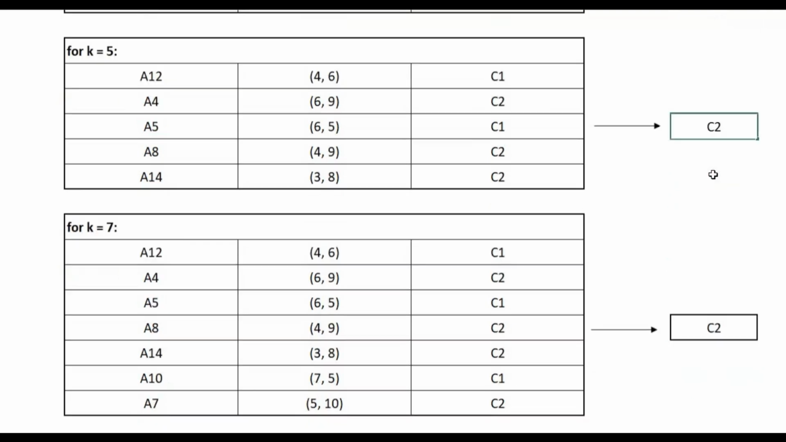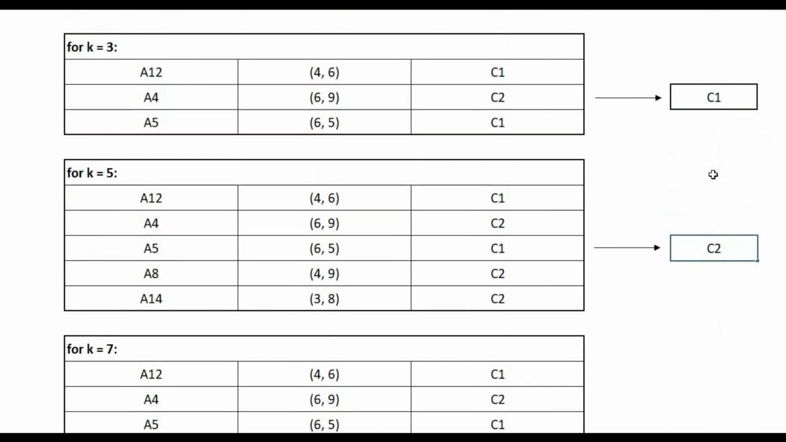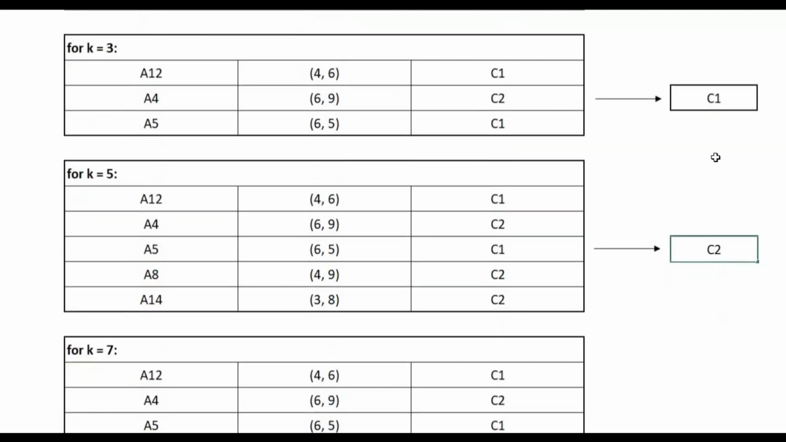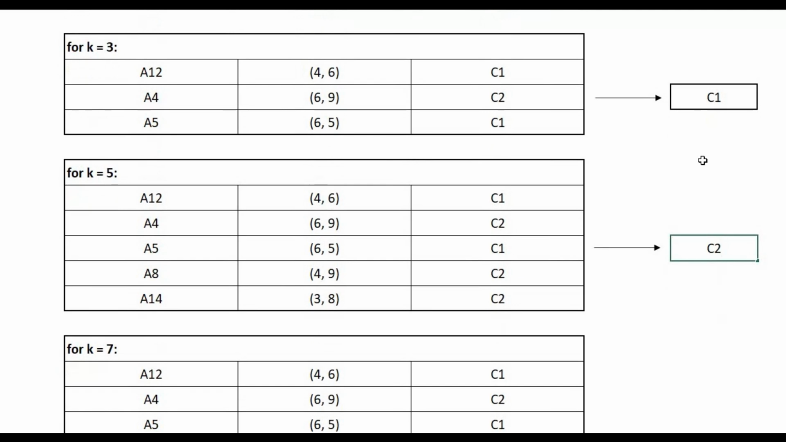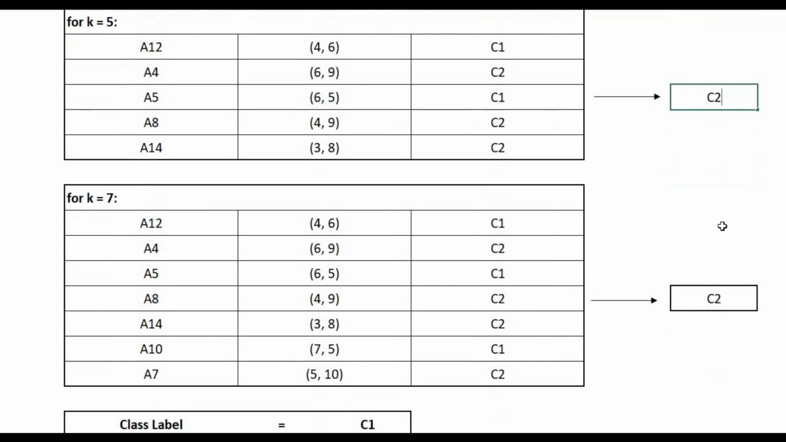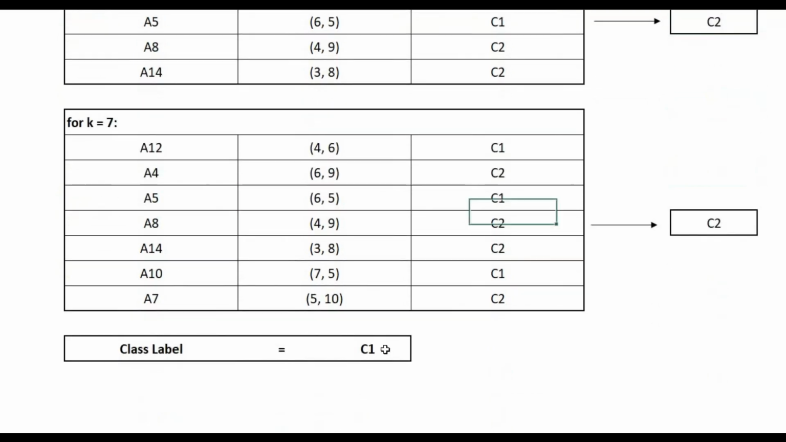As you can see, if we had taken k1, our answer would have been C1, which turned out to be wrong, because when we further solved the question for k5 and k7, we found out that the answer is C2. That's why I told you to take a value of k more than 1 and check the answer. So the final class label decided for data point P57 will be C2.